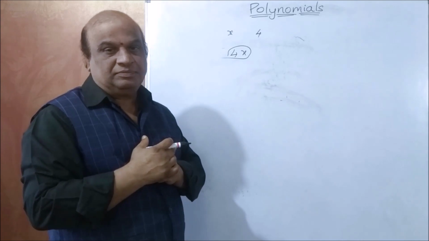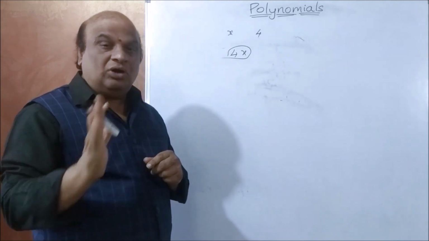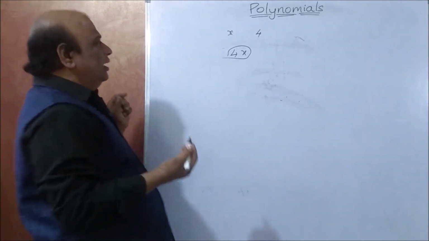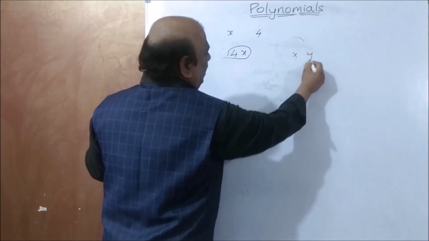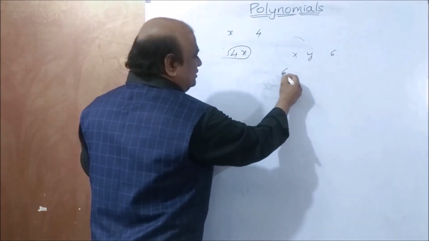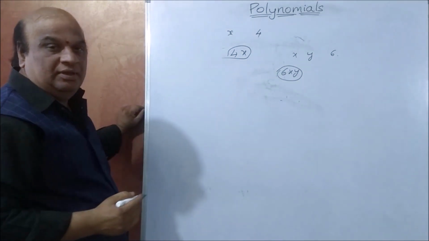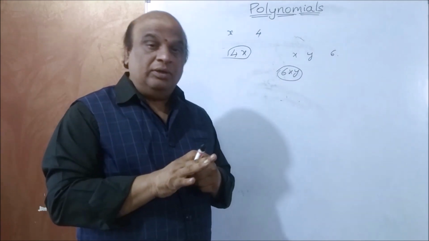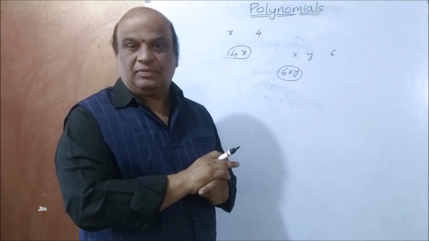Remember this. The product of constant and variable is called an algebraic term. Understood? Here, suppose I am taking two variables x, y and constant 6. Now, the algebraic term is 6xy. This is called an algebraic term. So, how to define the algebraic term now? The product of variable and constant is called an algebraic term.